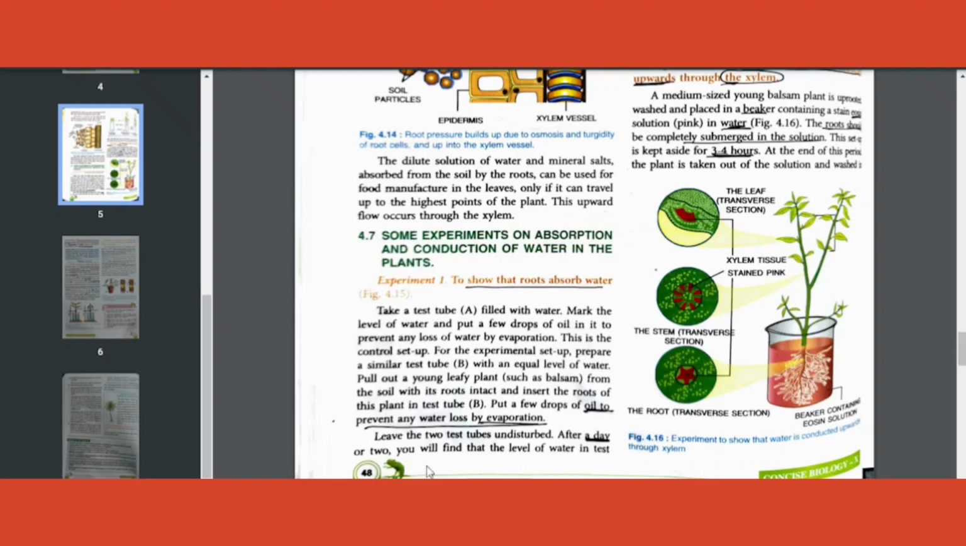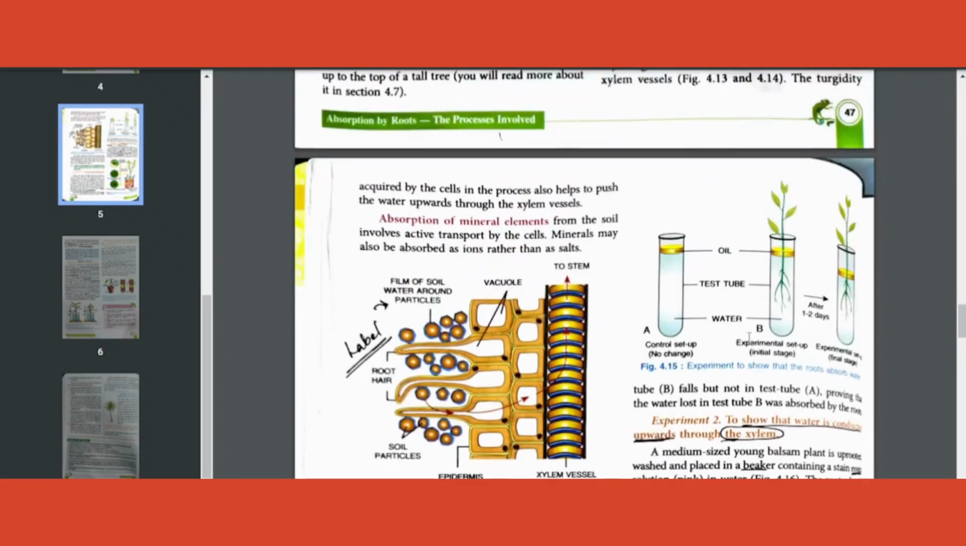Okay, so the first experiment. Before you go into any experiment, go through what the aim is. So what is the aim here? To show that roots absorb water. We all know that roots absorb water, but let's prove it scientifically today. So how do we do it?